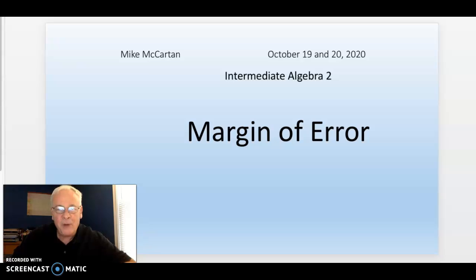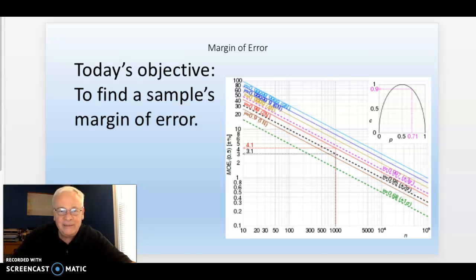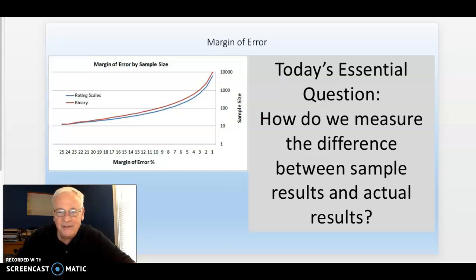Guys, today we're going to talk about margin of error. Today's objective: define a sample's margin of error. Margin of error is our title today. You're going to need that for the notes assessment. The essential question: how do we measure the difference between sample results and actual results?